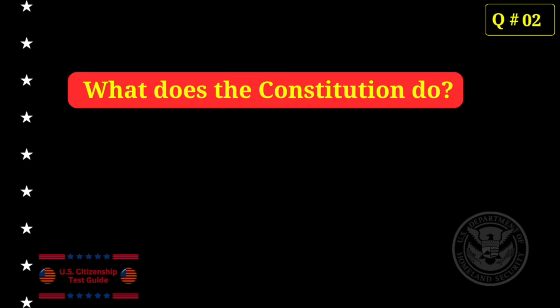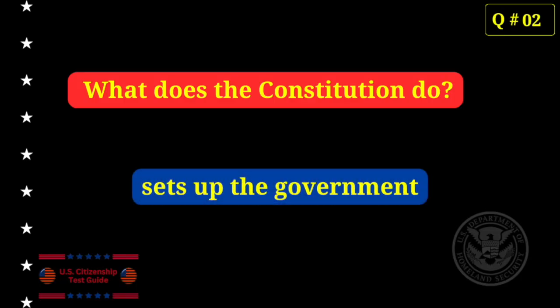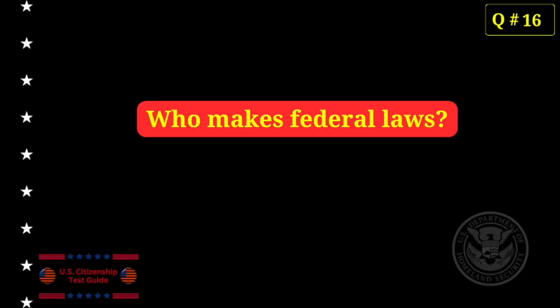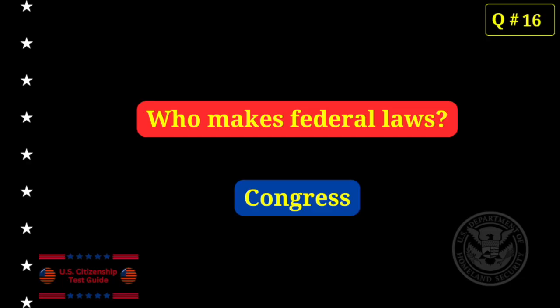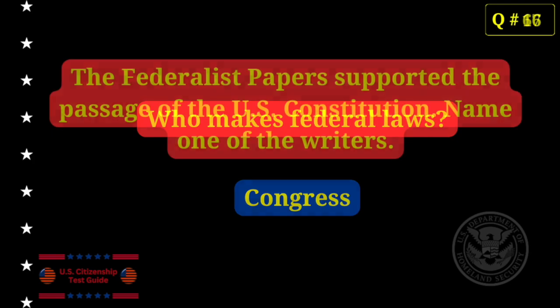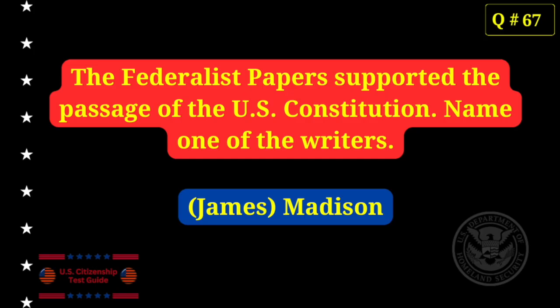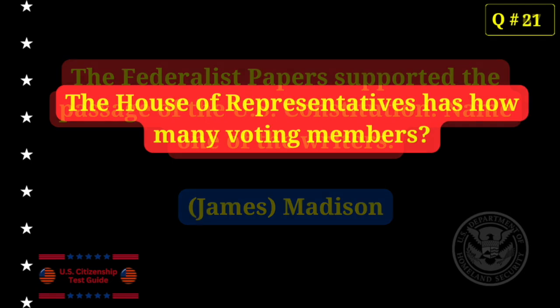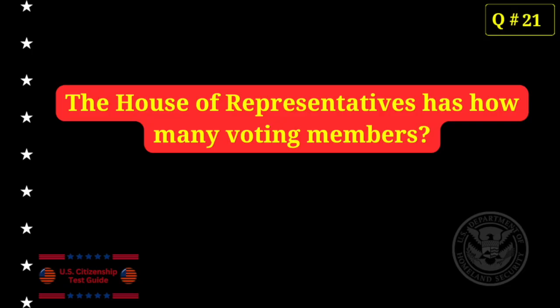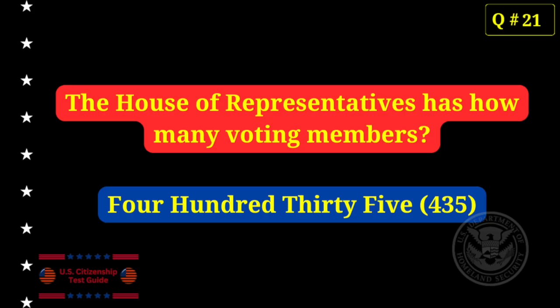What does the Constitution do? Sets up the government. Who makes federal laws? Congress. The Federalist Papers supported the passage of the U.S. Constitution. Name one of the writers. James Madison. The House of Representatives has how many voting members? 435.